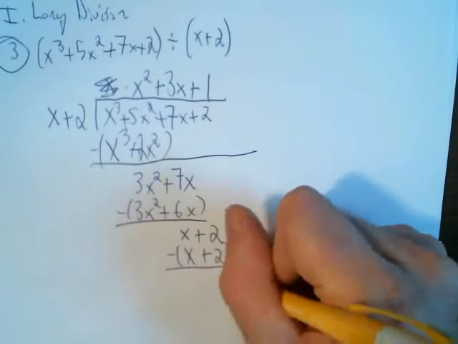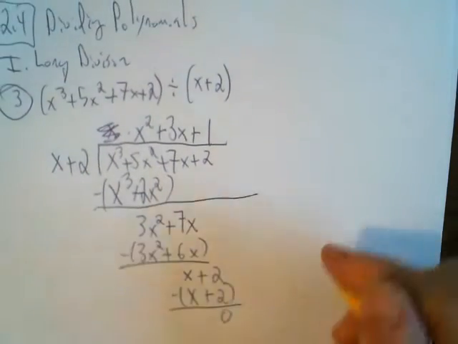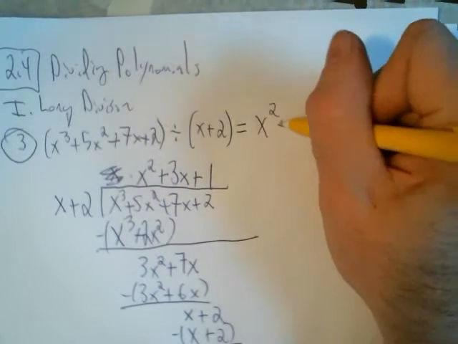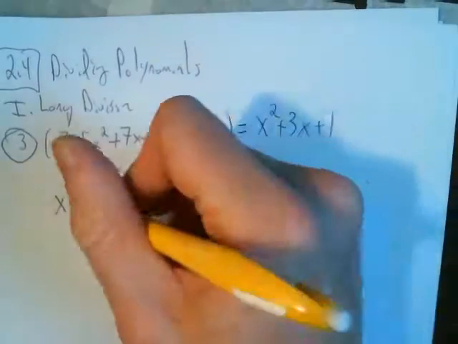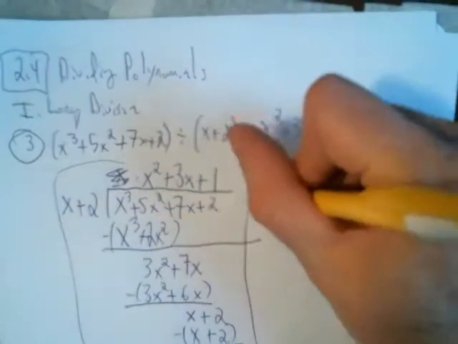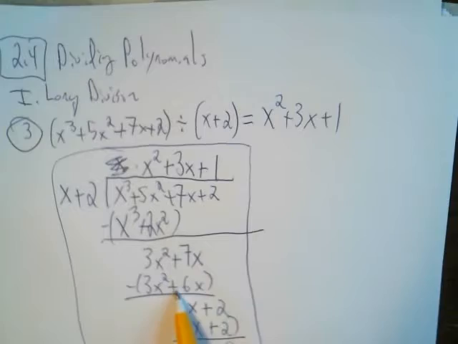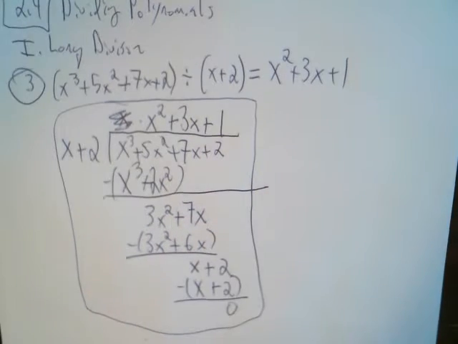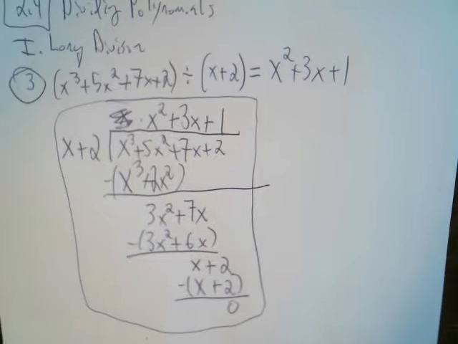And you subtract these. This time we have a remainder of 0. So it's an even division. You just get x squared plus 3x plus 1 as your final simplified form, I guess. So this is all scratch work. This is the answer you want to see. Okay, let's look at another one.